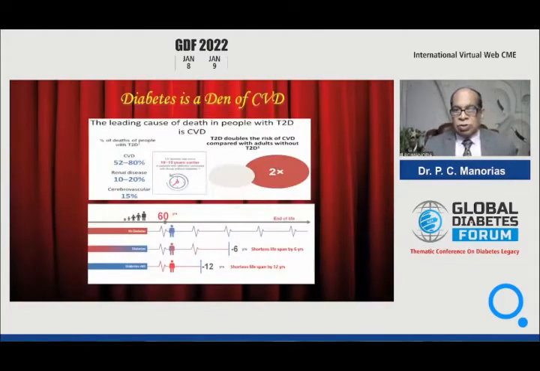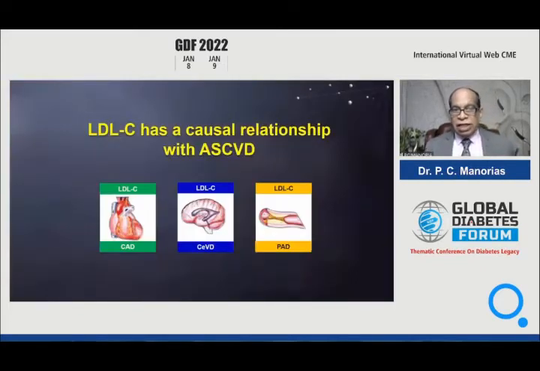Now, all of us know diabetics, cardiovascular disease is 2 times more common. It occurs 10 to 15 years earlier. And the superimposition of a myocardial infarction in a diabetic further shortens the life by another 6 years, 6 years being already cut off by the mere presence of diabetes. LDL cholesterol has a causal relationship with ASCVD, whether it is CAD or cerebrovascular disease or peripheral arterial disease.